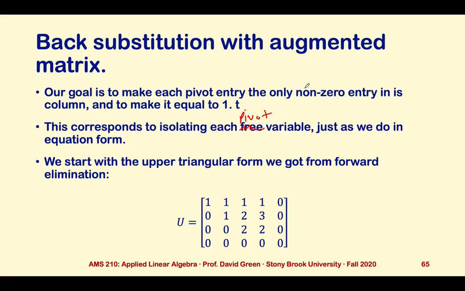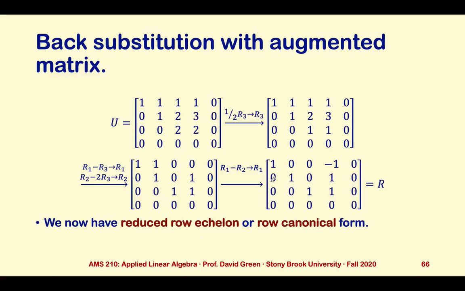We also want its coefficient to be 1 so that we read that as x1 equals something, x2 equals something, rather than as a coefficient times the variable. This is our goal. It will become a little bit more clear, I think, if we work through the example. So let's take the upper triangular form that we got after forward elimination in augmented matrix form and apply back substitution in the context of the augmented matrix.